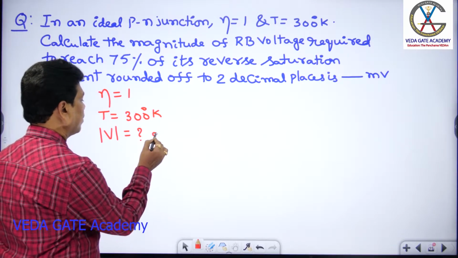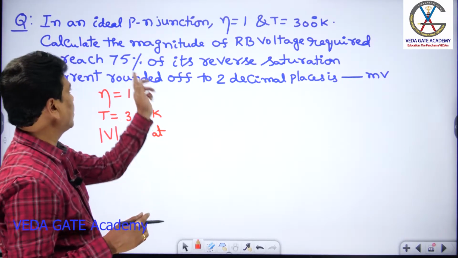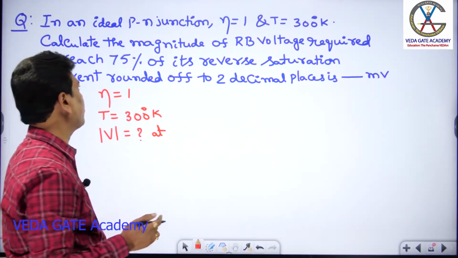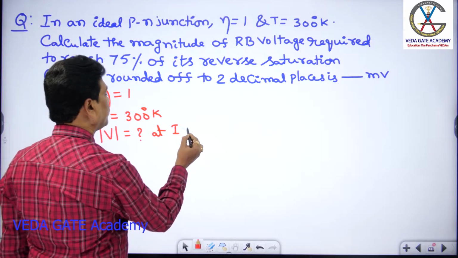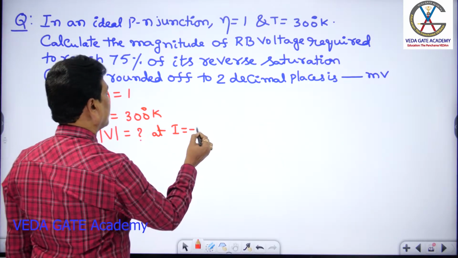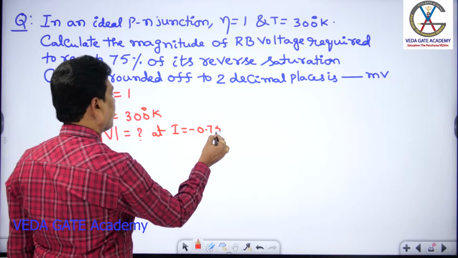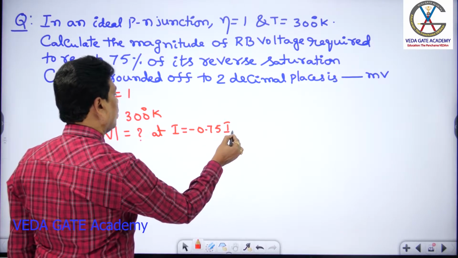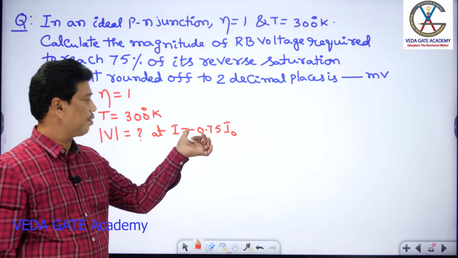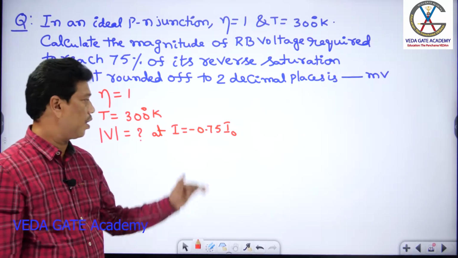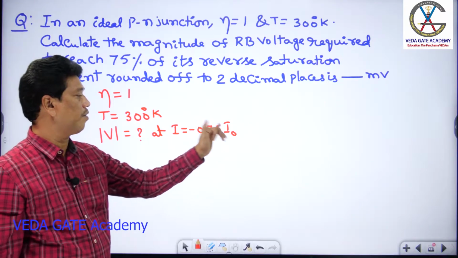So the magnitude of the reverse bias voltage at which the corresponding current reaches 75% of its reverse saturation current, I equal to minus 0.75 I naught. Why do I use negative? Because it is a reverse bias. Already you know that in the case of reverse bias, the current is taken as negative. 75% means minus 0.75 I naught.